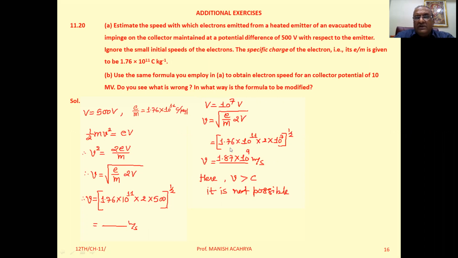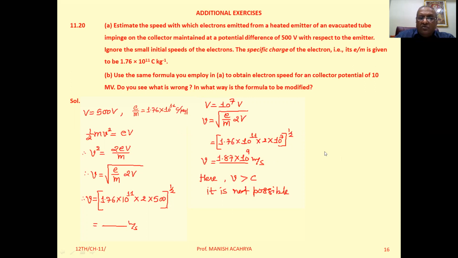So what is wrong here? The wrong thing is this one: the speed comes out greater than the speed of light, which is never possible. Okay. Now, in what way is the formula to be modified?